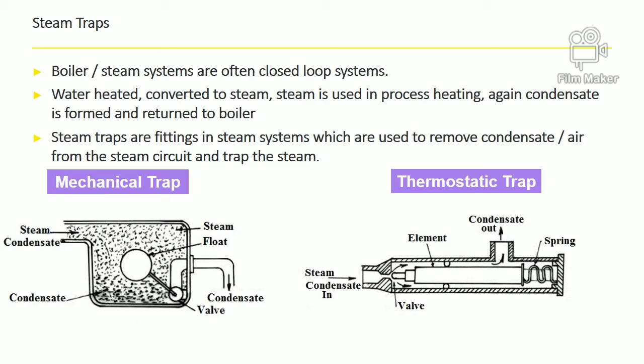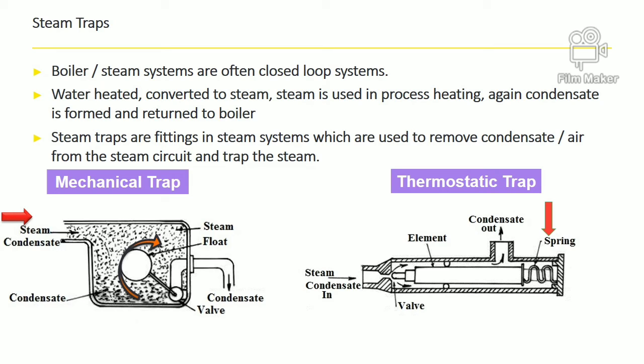See the mechanical trap. The condensate will enter from left side. As the condensate level increases, the float will move up, it will open a valve and the condensate will be discharged to the atmosphere. As the condensate level drops, the float will also come down, thereby closing the valve and thereby closing the trap.